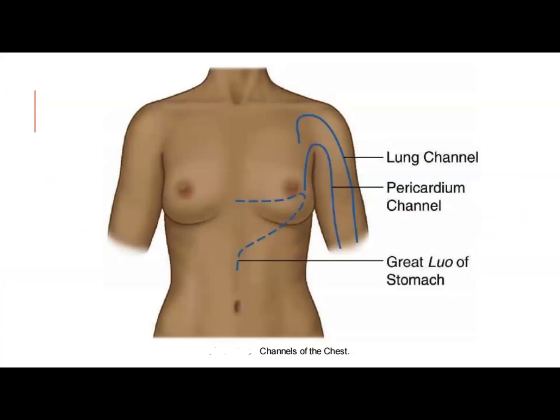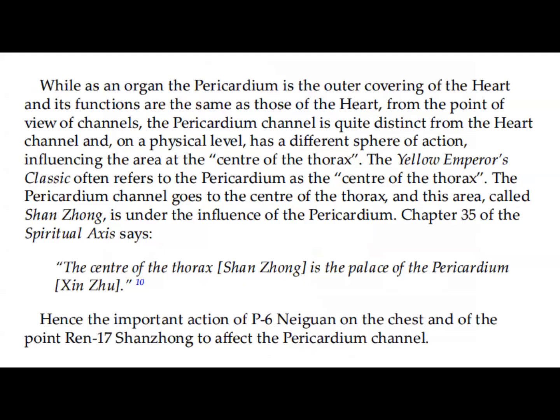So here you could see the illustration of the lung channel, the pericardium channel, and the great Luo of the stomach. While as an organ, the pericardium is the outer covering of the heart, and its functions are similar to those of the heart, from the point of view of the channels, the pericardium channel is quite distinct from the heart channel. On a physical level, it has a different sphere of action, influencing the area at the center of the thorax. The Yellow Emperor's Classic often refers to the pericardium as the center of the thorax.